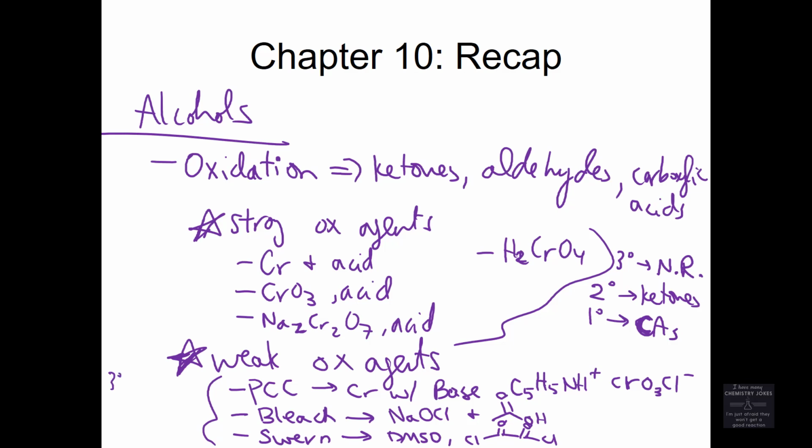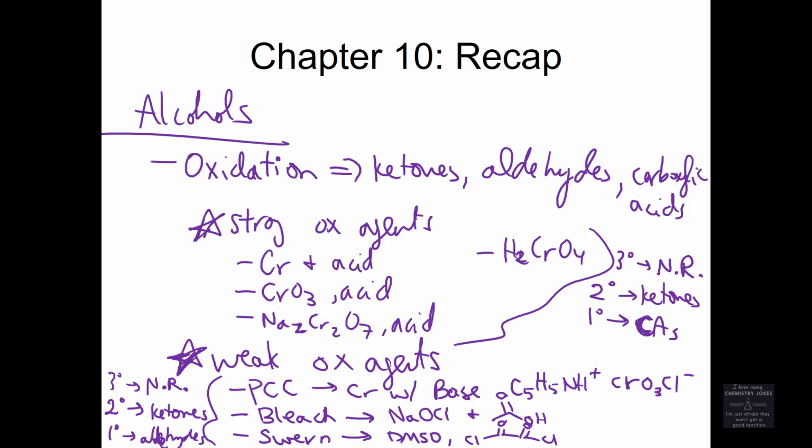Weak turns tertiary alcohols into nothing. There's no hydrogen there to be oxidized, no reaction. Turns secondary alcohols into ketones, just the same. Turns primary alcohols into aldehydes, because the weak oxidizing agent just does a mild oxidation, one layer of oxidation.